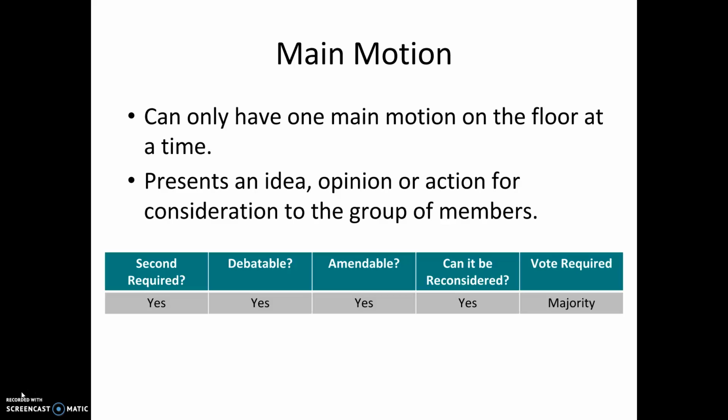You can only have one main motion on the floor at a time, and it presents an idea, an opinion, an action, anything like that, for consideration by the group. It does require a second. It is debatable. It is fully amendable. It can certainly be reconsidered, and the vote required is a simple majority.